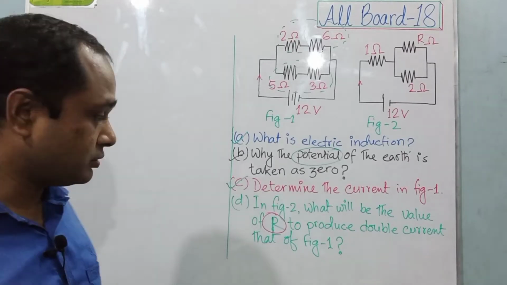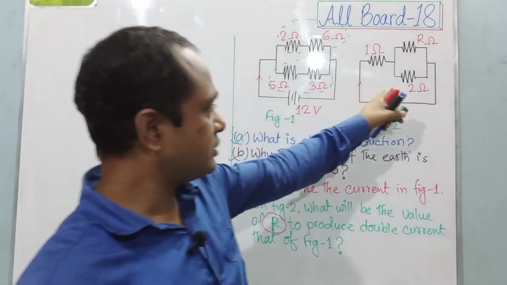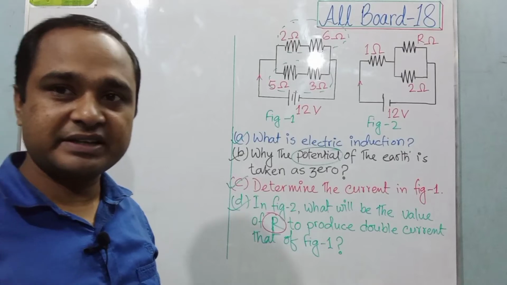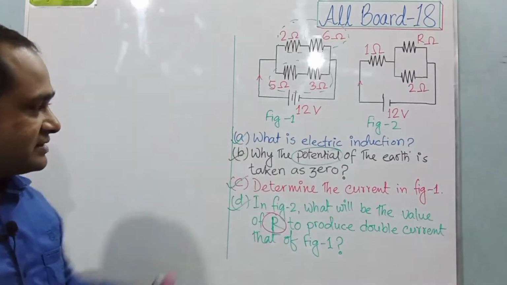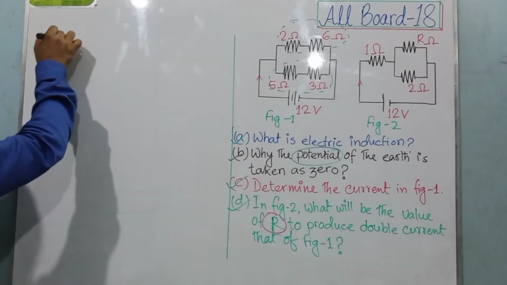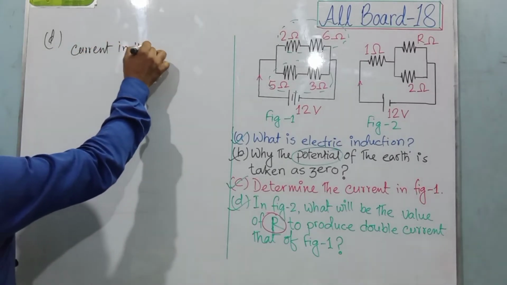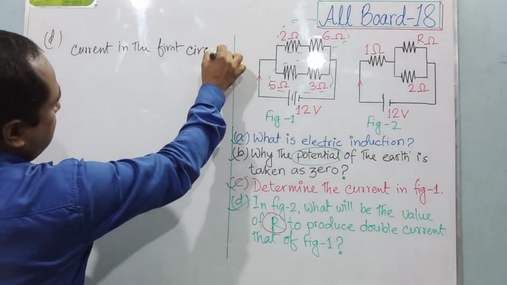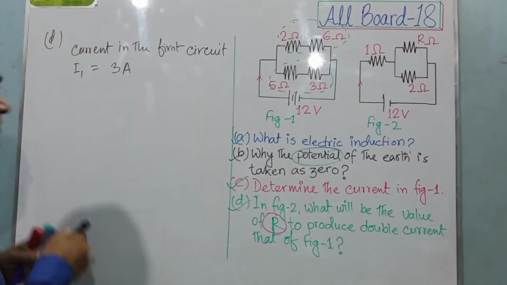Okay, dear student, now we are going to solve our last question. So according to the question, in figure 2, for what value of R we will get double the current that we got in the first circuit. That is, in the first circuit we get an electric current of 3 ampere. So the current in the first circuit, if denoted by I1, is equal to 3 ampere.